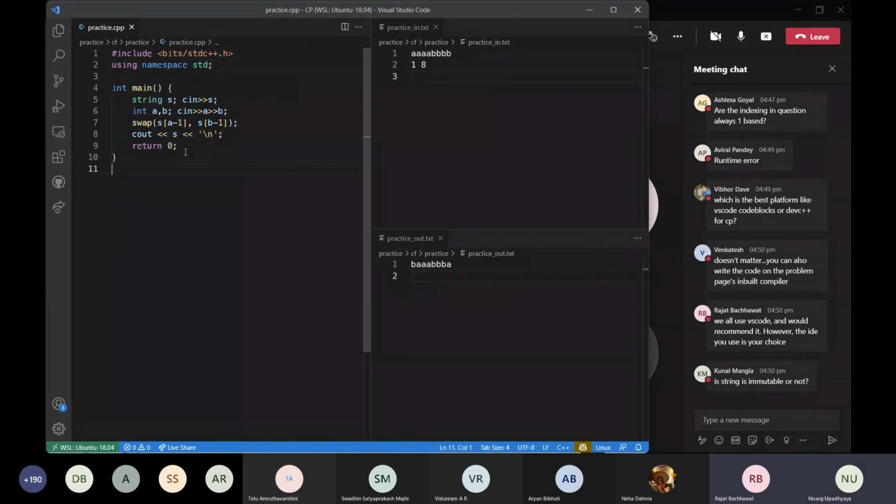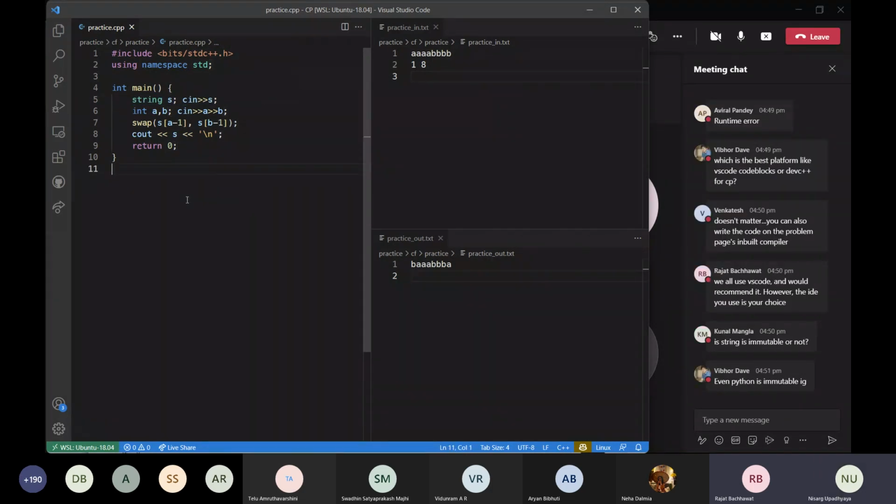C++ input output operations become very easy because C++ interprets what you are trying to read from the type of the object itself. It knows that S is a string, so it will expect a string to be read. It knows that A and B are integers, so it will expect that when you do cin A B, you are actually reading integers.